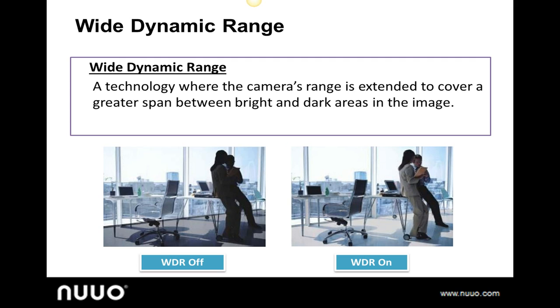As you can see on the left side, with the WDR off, the faces of those people cannot be recognized because the room is too dark. But if the wide dynamic range is on, you can clearly see the people in the room. So I believe it's a very common feature and can be applied in different kinds of scenarios.